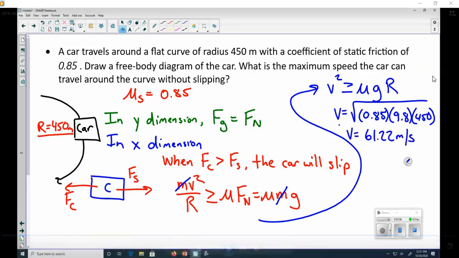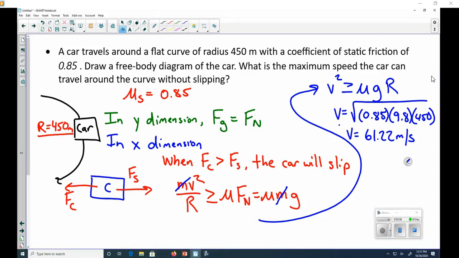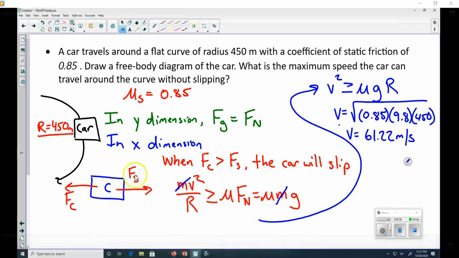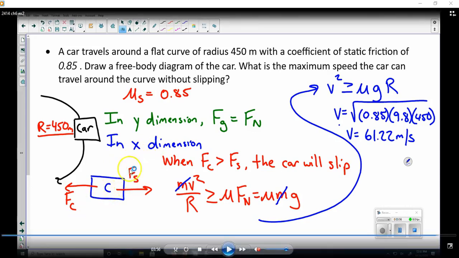So think about what this would be if the curve were not flat. If the car is on an incline, then the force of static friction and the force of gravity play a role, as well as the normal force. And so you'd have to account for both of them.